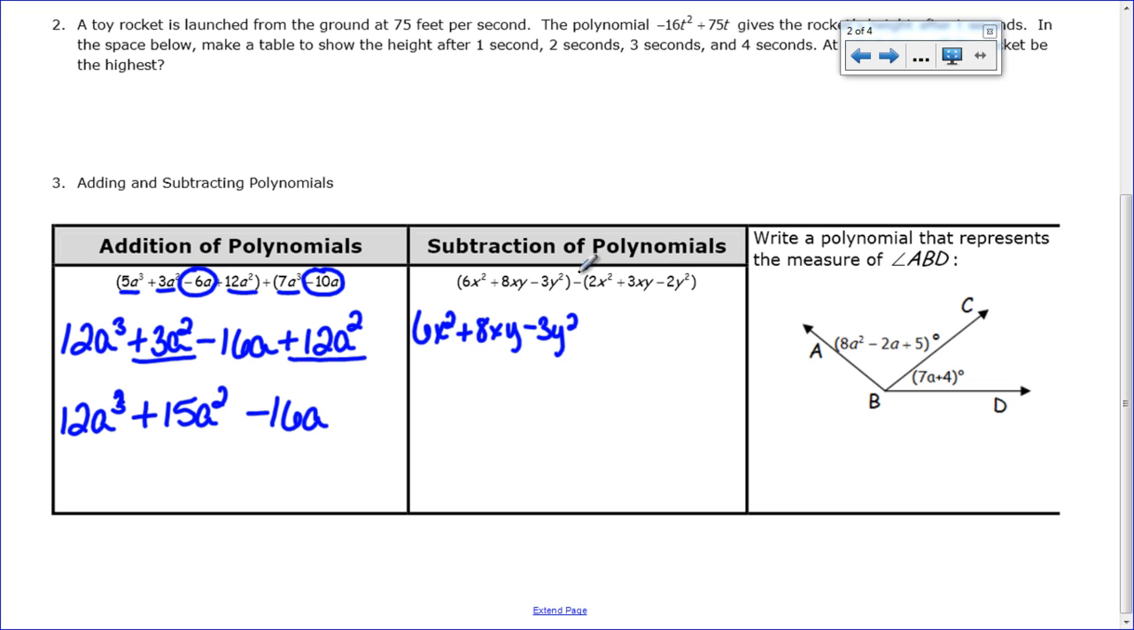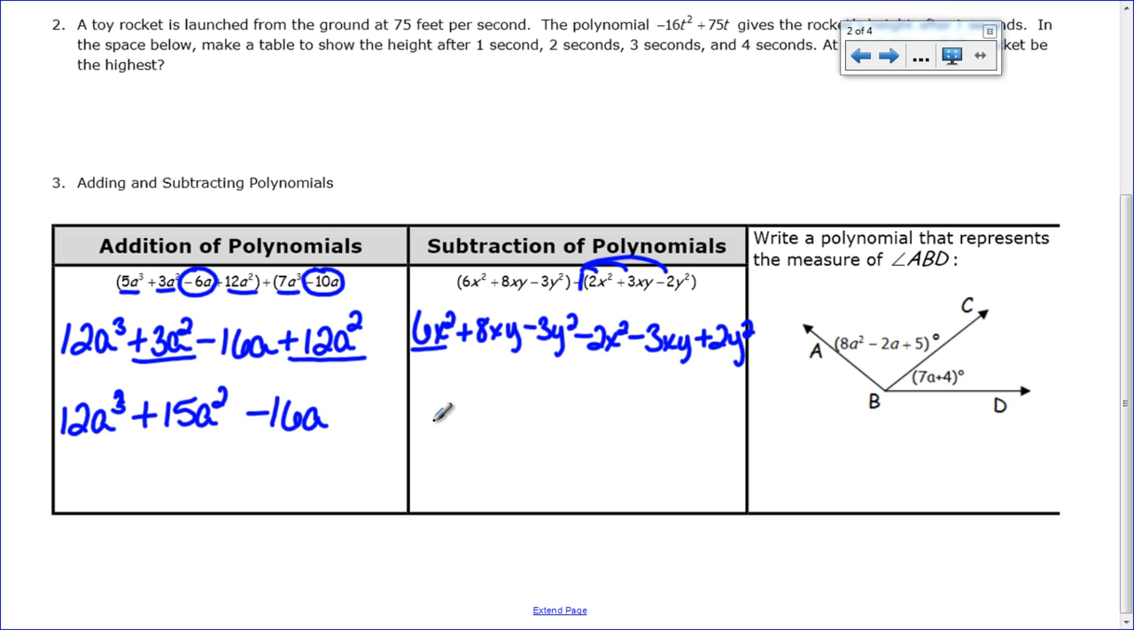And then for this set of parentheses, it's like there's a negative 1 out here, and I'm going to distribute it to everything inside. So it's going to make this minus 2x squared minus 3xy, and then the negative 1 times the minus makes a plus 2y squared. So I have just distributed this negative to everything in here, and I've rewritten this as one long statement. And the reason I did that is it's going to make it easier to combine things.